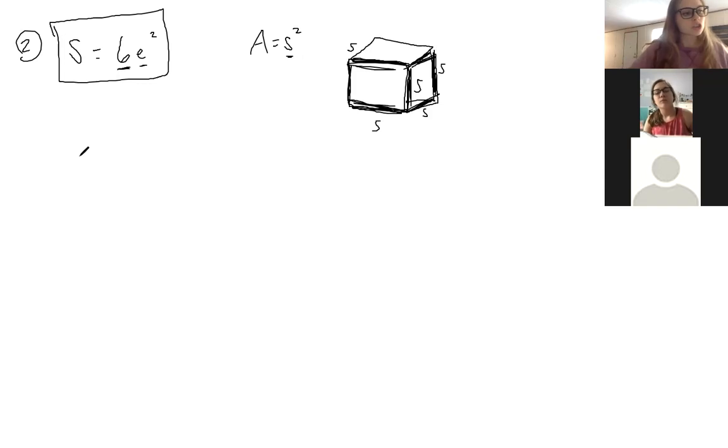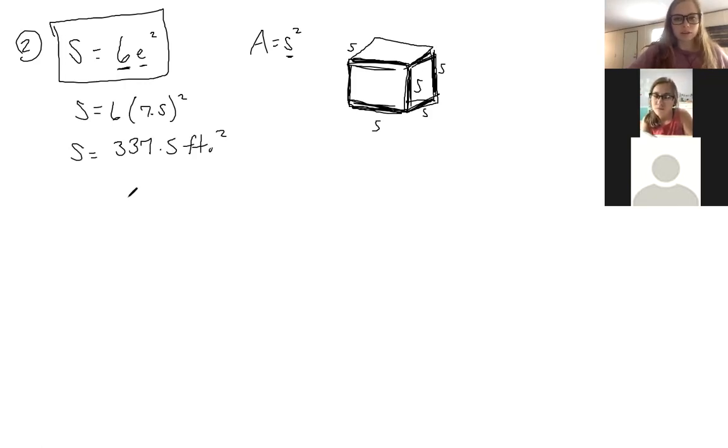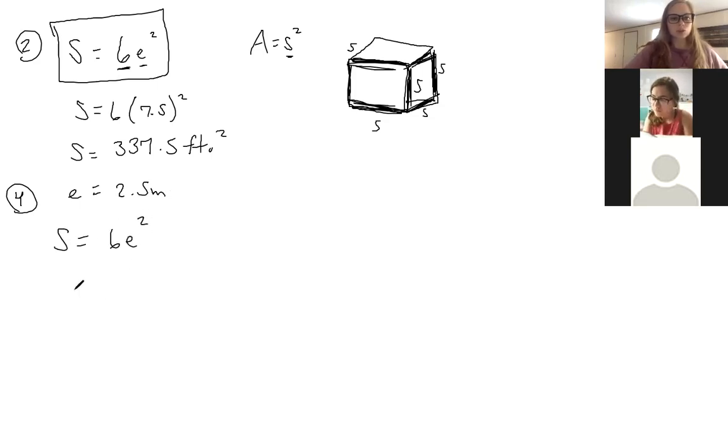So therefore, number 2, if they give us E is 7.5, 7.5 squared times 6, that will get us a surface area of about 337.5 square feet. Number 4, they give us E is equal to 2.5 meters. Therefore, it tells us that it's a cube, so the surface area of a cube is 6 times E squared. The surface area is 6 times 2.5 squared. Surface area for number 4, this cube is going to be 37.5 square meters.